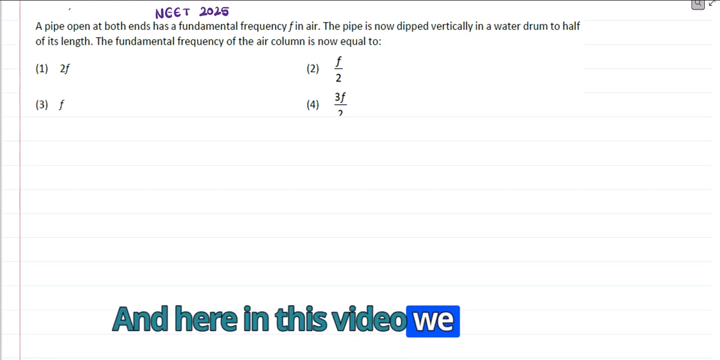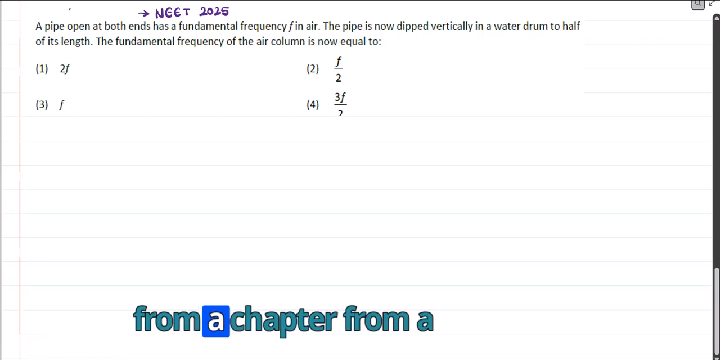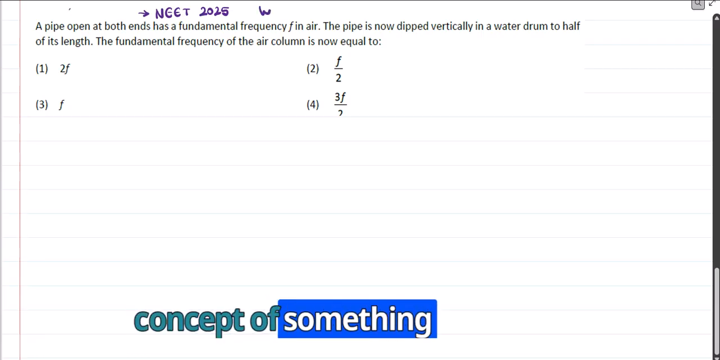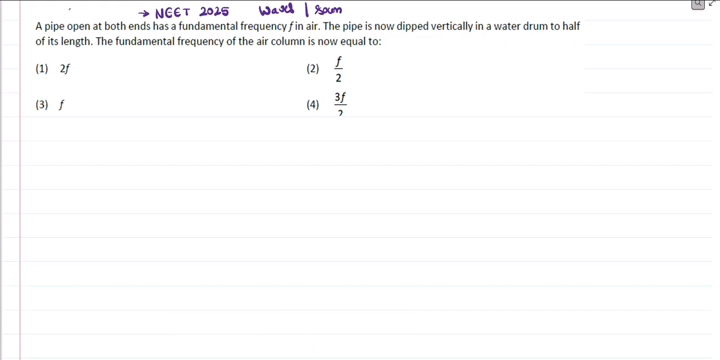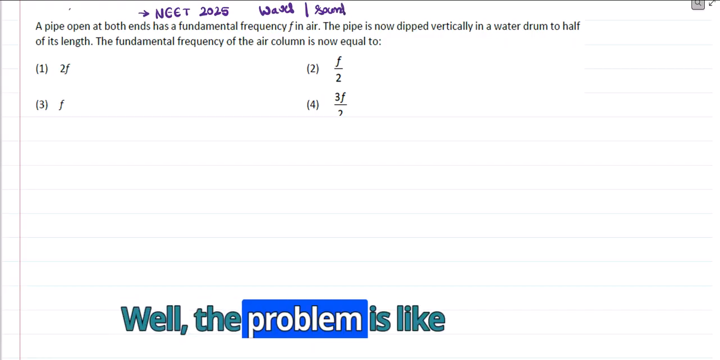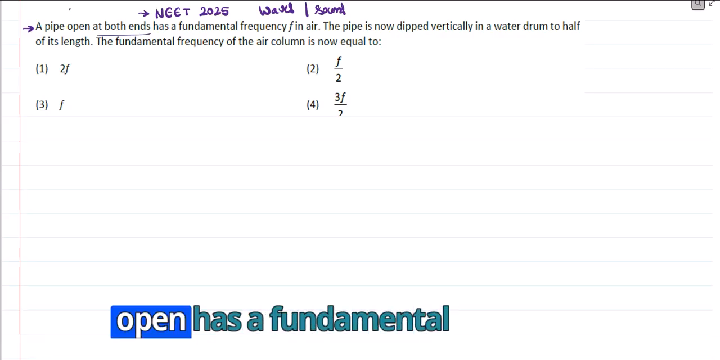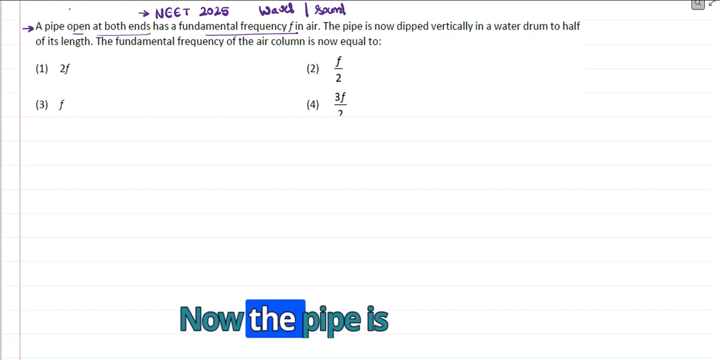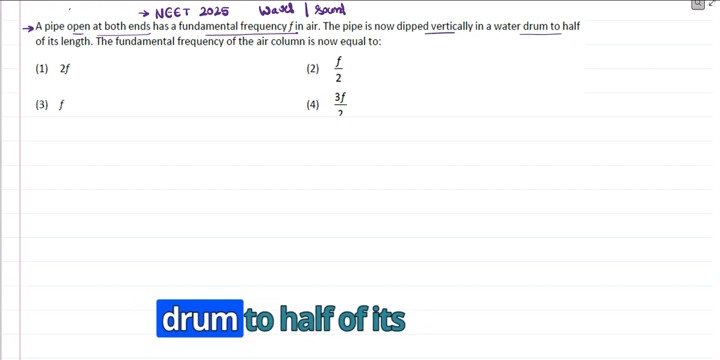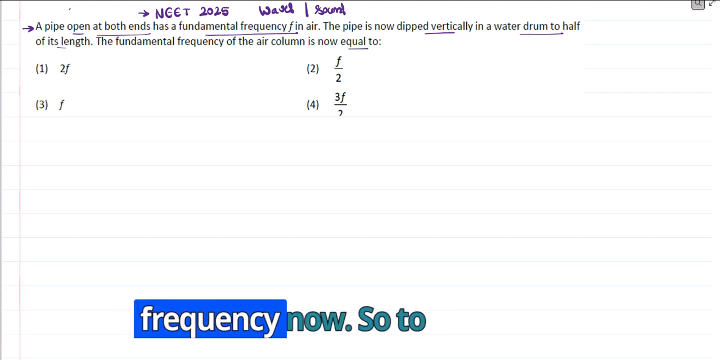Here in this video, we are solving a problem that appeared in NEET 2025 from the chapter on waves, particularly the concept of sound. Well, the problem is like this. A pipe open at both ends has a fundamental frequency F in the air. Now the pipe is dipped vertically in a water drum to half of its length. What happens to its fundamental frequency now?